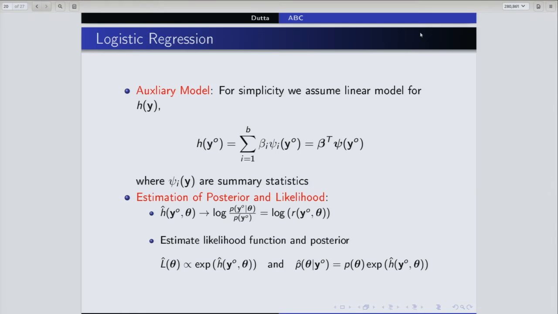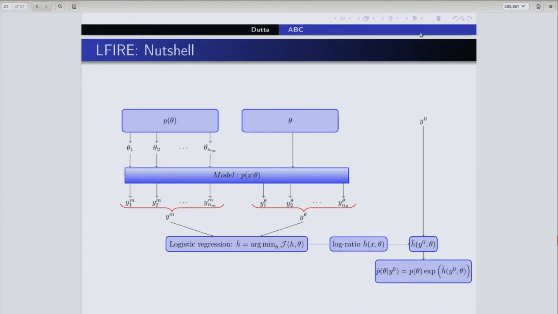You can take a much more general function for h and then project it on some other class and things like that. But that's always a possibility. But this is, in a nutshell, what we do.